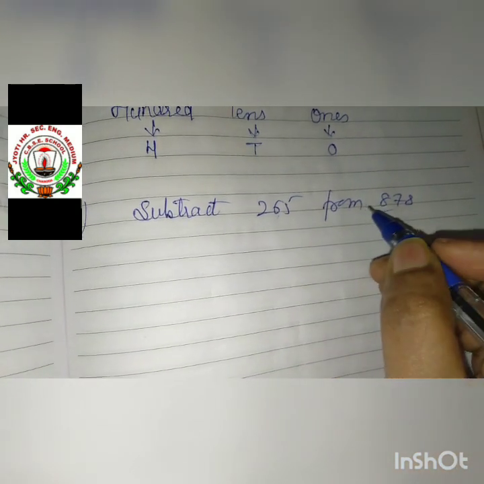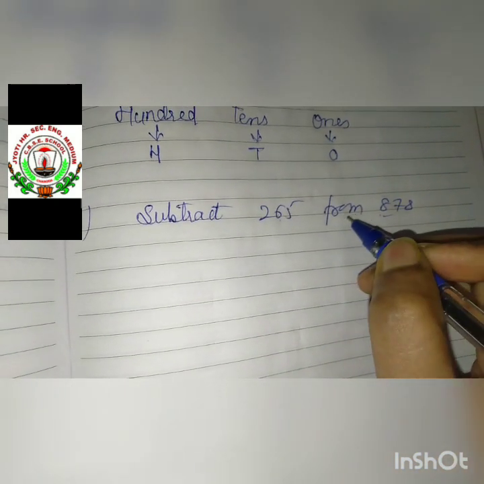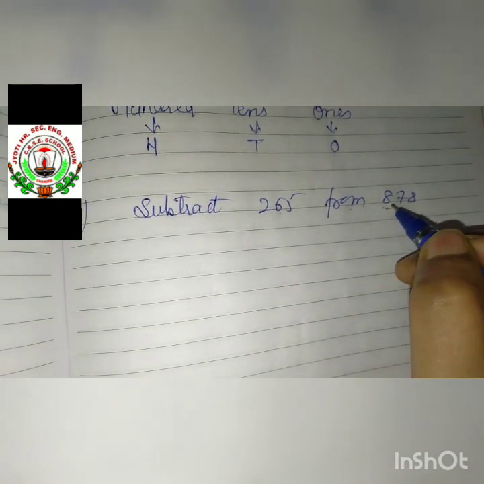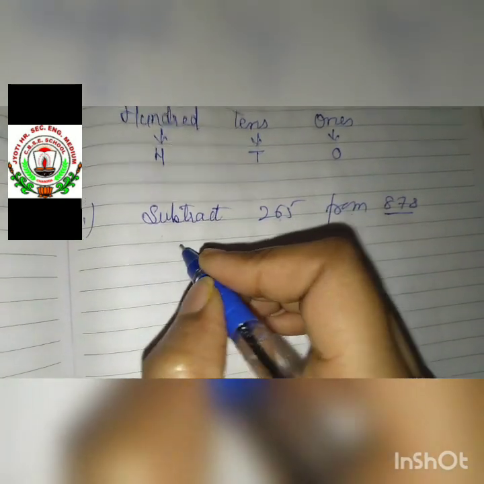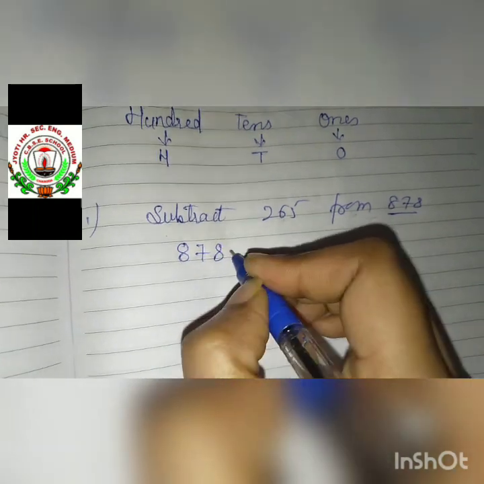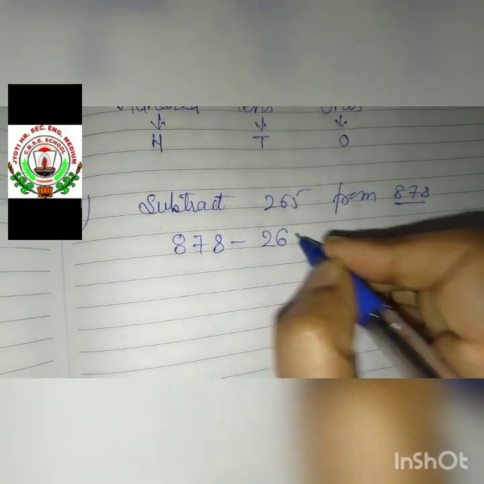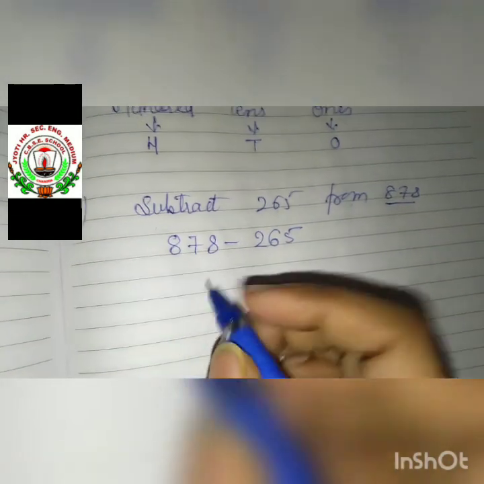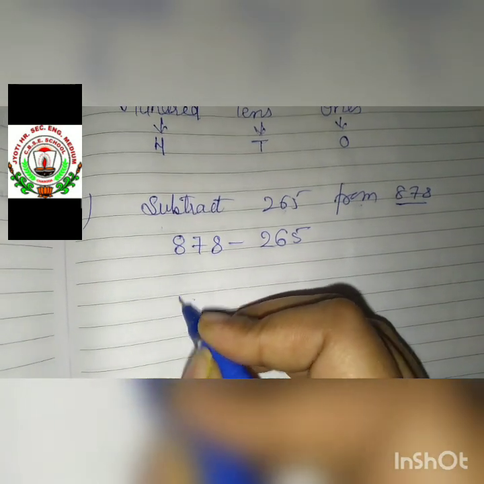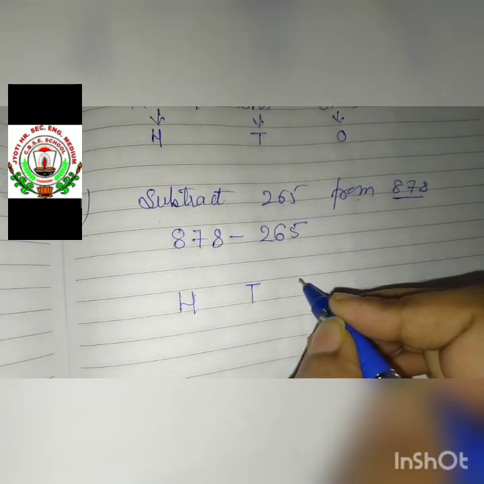But also we can see from is written. So after from, the number given to us is 878. This 878 we will write down first, and this 265 we will write down as the second number. Okay. Now we will write down the columns hundreds, tens and ones.